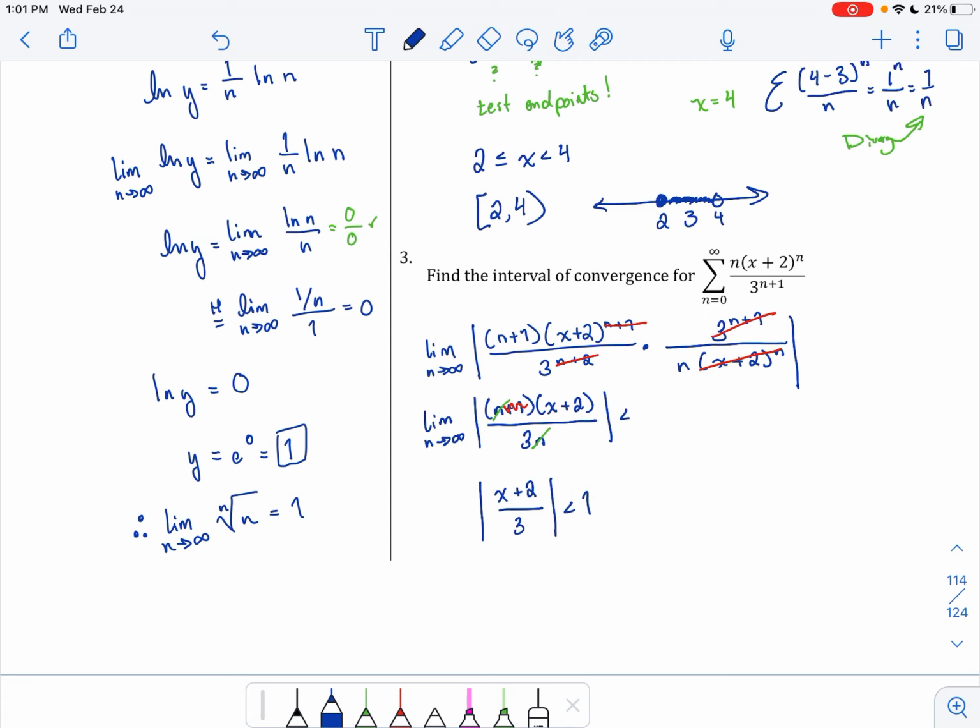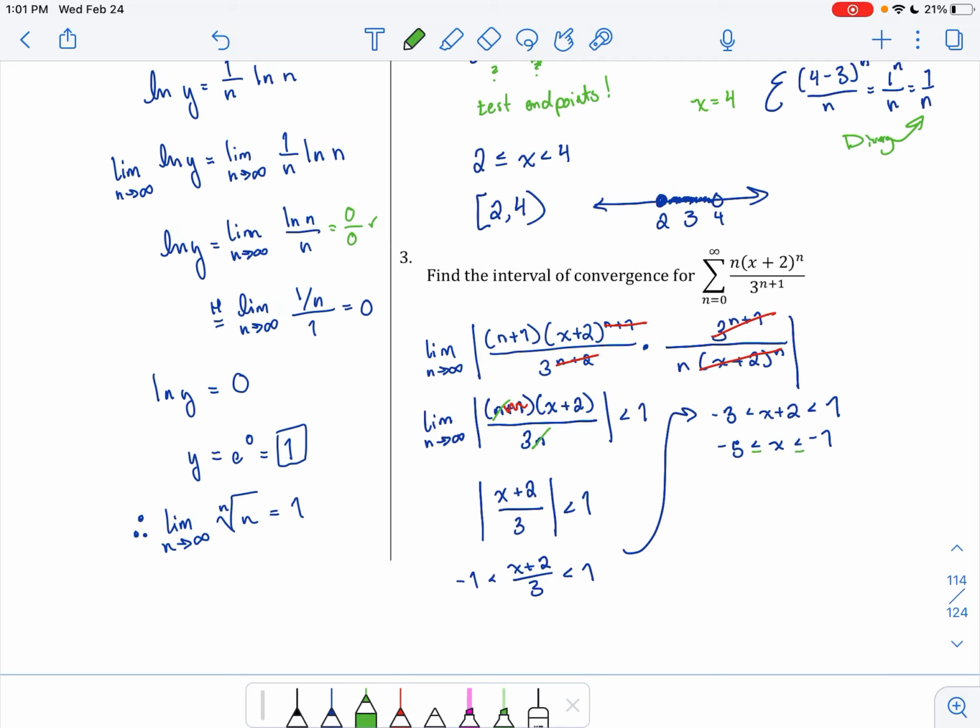And because we're looking for convergence, we're setting this whole limit less than 1. Since it's the interval, we want to actually do our solving. So negative 1 is less than x plus 2 over 3 is less than 1. Multiply each side by 3. So we get negative 3 is less than x plus 2 is less than 3. And subtract 2. So negative 5 is less than x is less than 1.